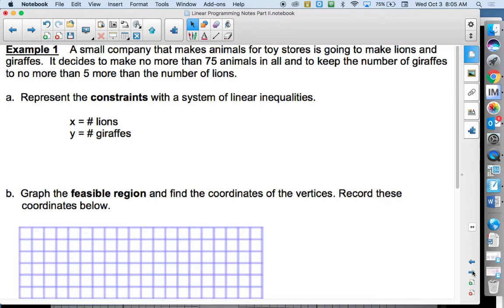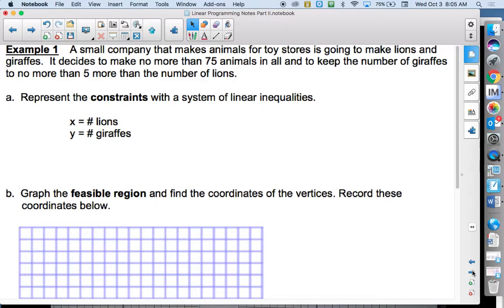When we create constraints or write a system of linear inequalities, you have to first make sure you're defining the variables that you'll be using. And that'll always be the first question that you're asked. What are your variables? What do they represent? In this case, x represents the number of lions, y represents the number of giraffes. So that's already given to you. In the problems that you'll be doing, you'll have to make sure that you say x represents this piece, the y represents that piece of the problem.